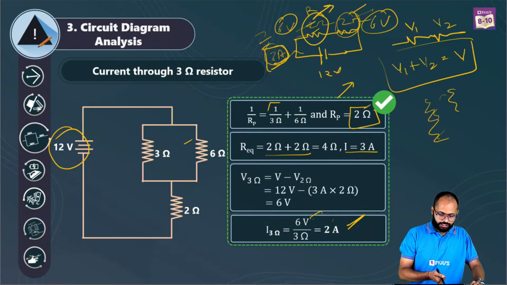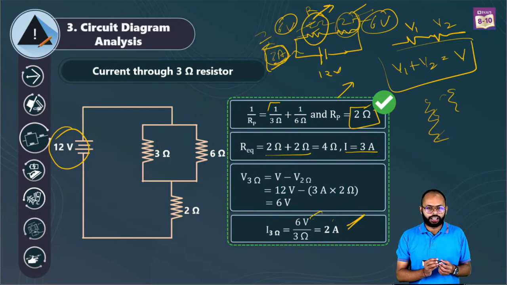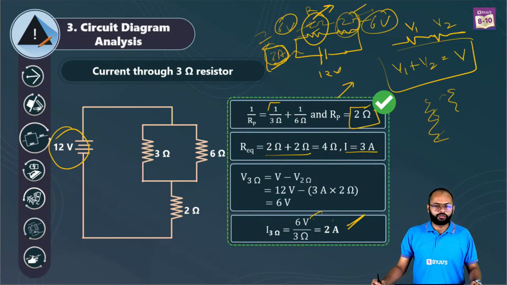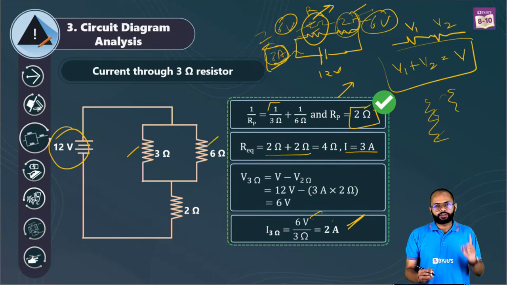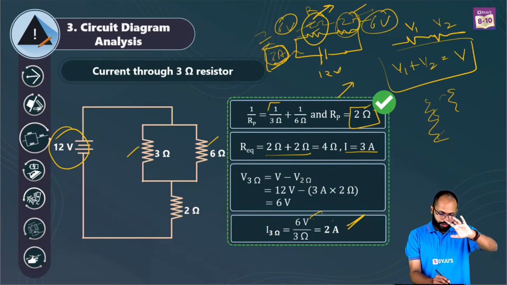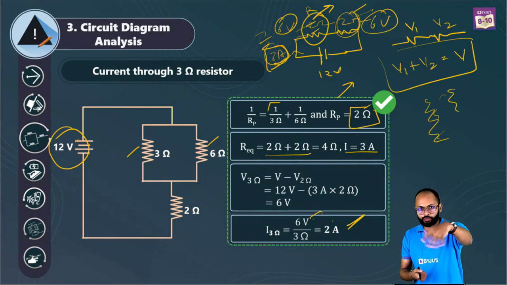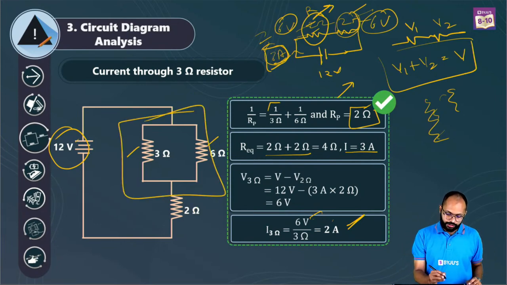Guys, focus. Got this? Understood, right? Very good. Arvind, I'll repeat it. See, you have to find first of all the voltage. I'm telling you again and again, 12 volt is across this whole circuit. So which means 12 volt is not the thing you have to take. You will find a voltage drop across this.